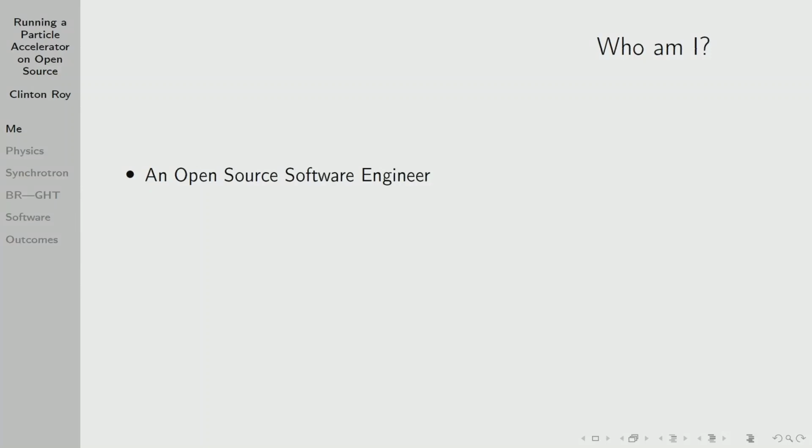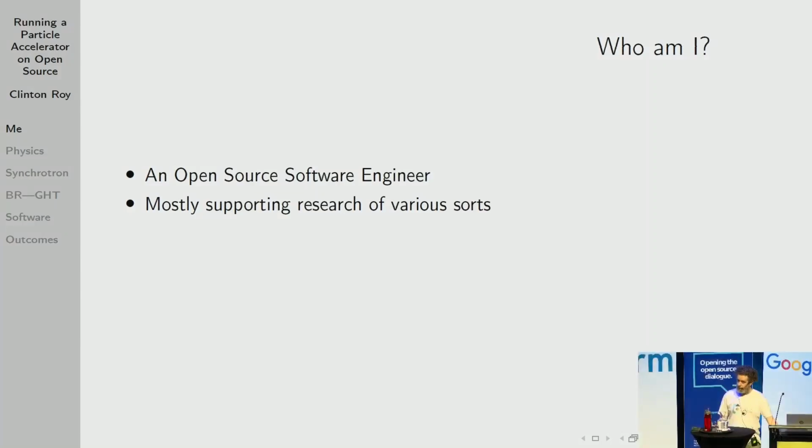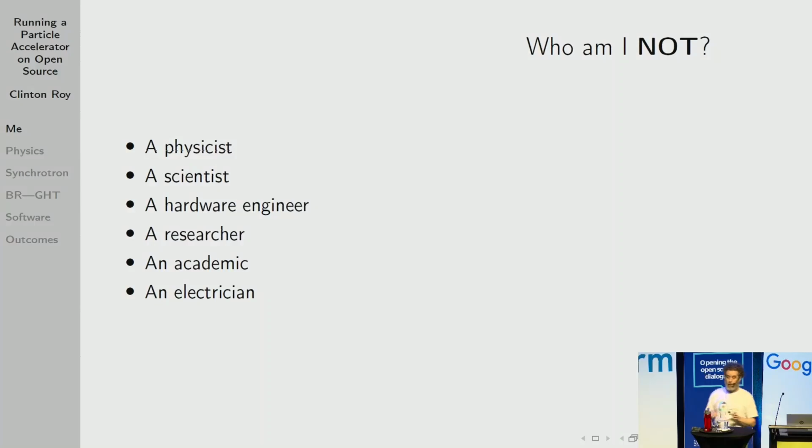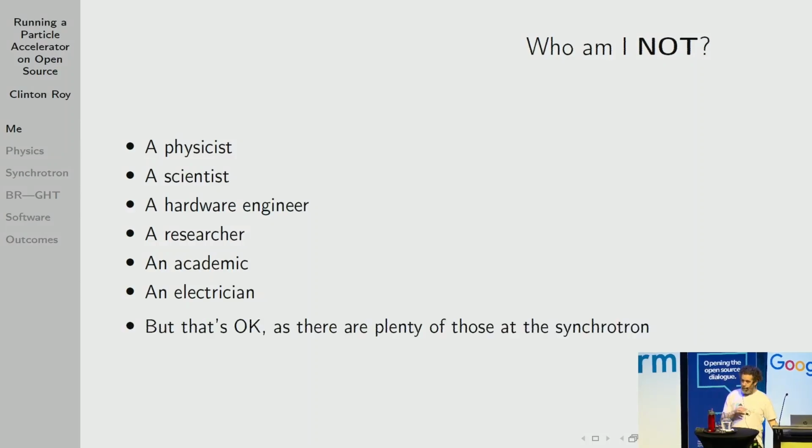I am an open source software engineer. Nearly all of my jobs have been helping researchers of various sorts. I've had one commercial job, and yeah, never again. I do a lot of teaching and a lot of training and a lot of different roles. I'm silly enough to help organise conferences in Australia: LinuxConf.au, Everything Open, PyCon AU, and a bunch of other things that I get roped into. I am a software engineer. I am not a physicist, a scientist, a hardware engineer, a researcher, an academic, or an electrician. There are many people with those skill sets at a synchrotron, so I don't have to do any of that.